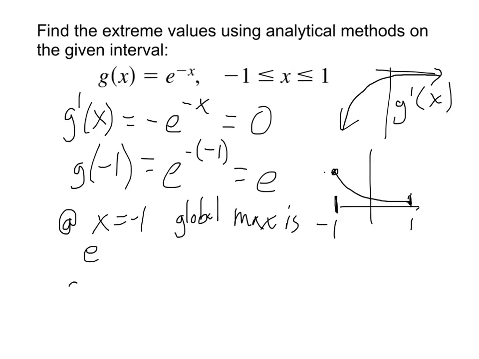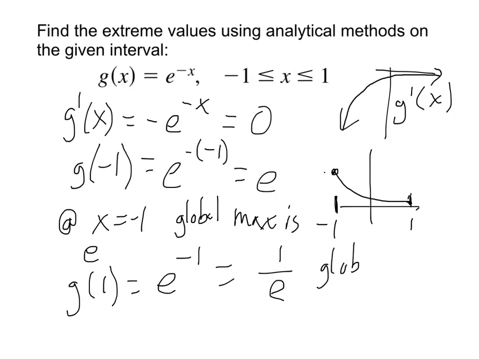Then we know the other one, g of 1 is e to the -1, which is just 1 over e. So 1 over e is the global minimum. If the question asks where it is, you'd have to say it's at 1, but the global minimum has a value of 1 over e.